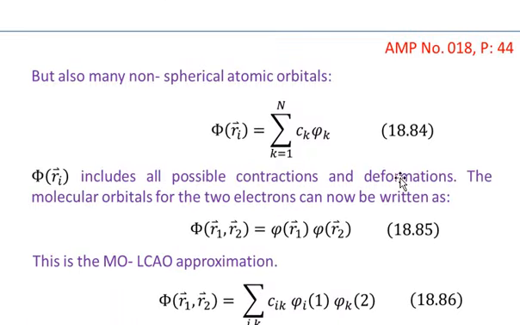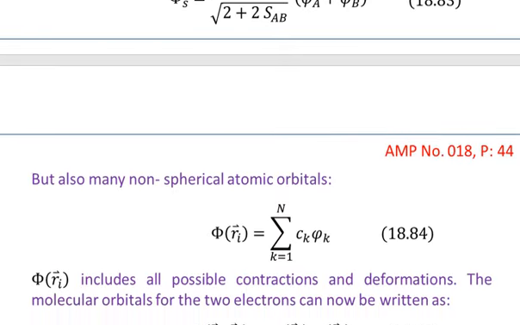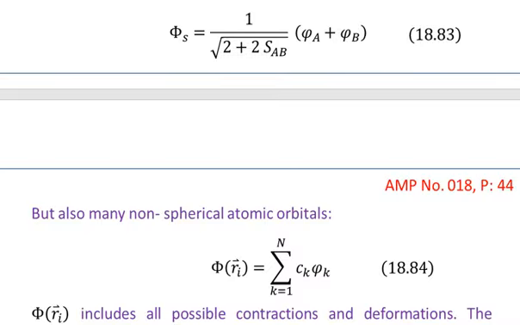For that, we are using some non-spherical atomic orbitals also, defined in equation number 84 as phi of Ri is equal to the summation over n wave functions C_k and phi_k. So you see that we shall add all these non-spherical atomic orbitals to the previous wave function shown in equation number 83.